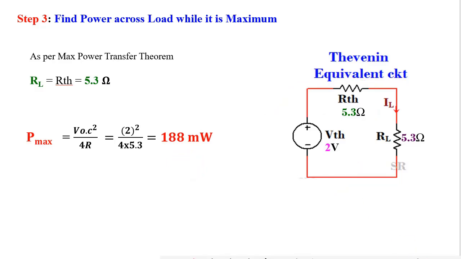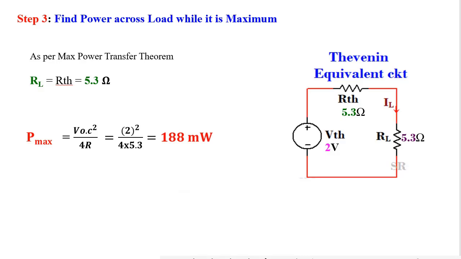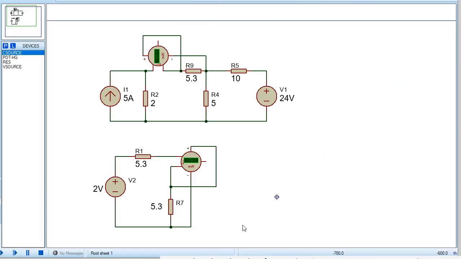Now checking whether my calculation is correct or not. Say VTH 2 volt, RTH 5.3 ohm, load resistance same as RTH, that is 5.3 ohm, in the equivalent circuit, and in the main circuit also I have used the load resistance as 5.3 ohm. Now if the power at the load in the main circuit and in the equivalent circuit are the same, with the value 188 milliwatt, then it will be confirmed that my calculations are correct.